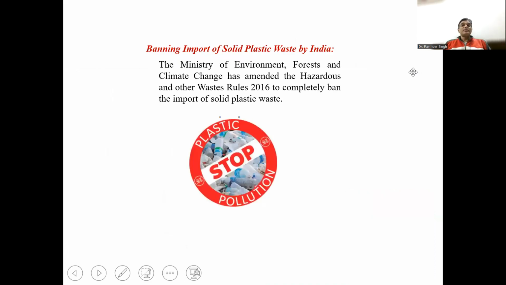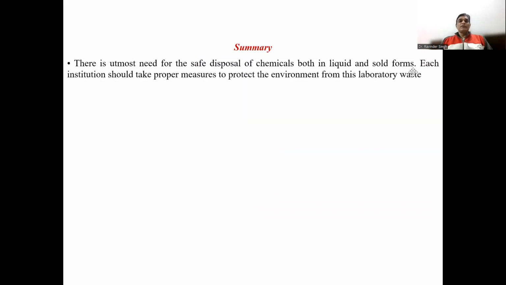Our government banned the import of solid plastic waste. The Ministry of Environment, Forest and Climate Change amended the Hazardous and Other Wastes Rules in 2016 to completely ban the import of solid plastic waste.